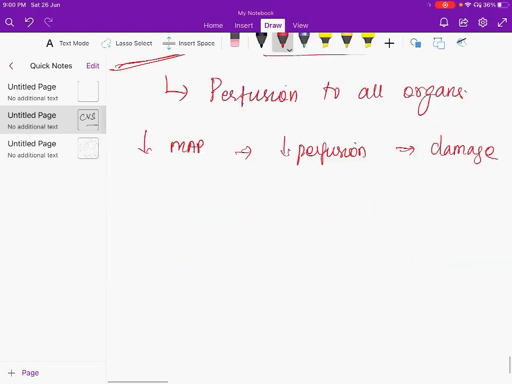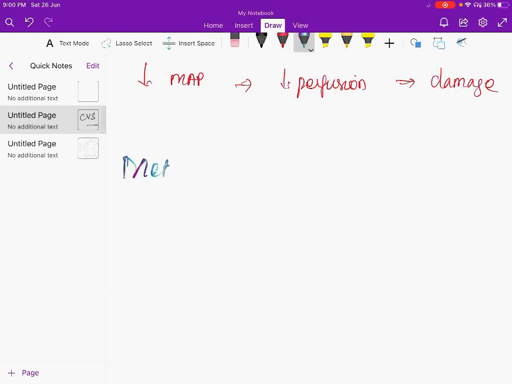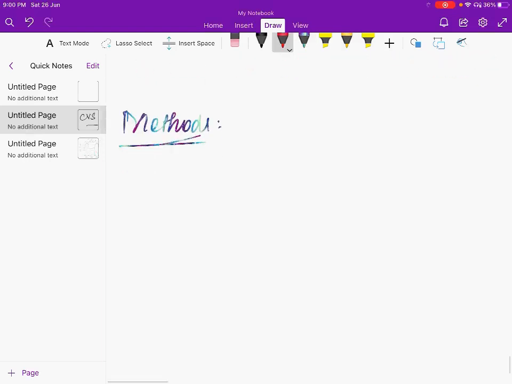So next, methods to measure BP. How will you measure BP? So step 1, preparing the patient. You have to prepare the patient.